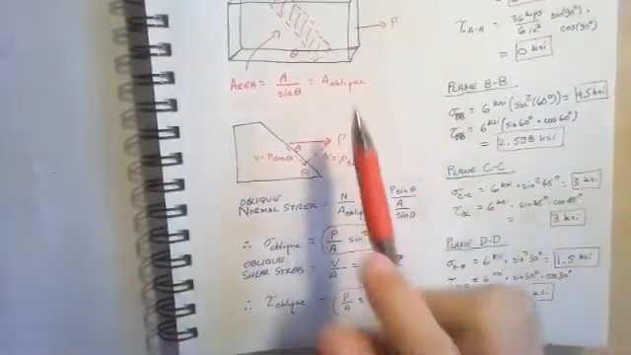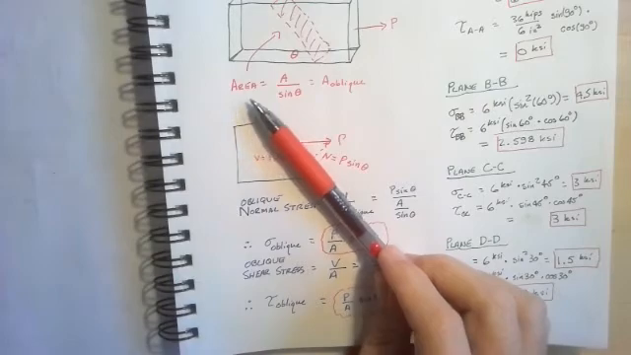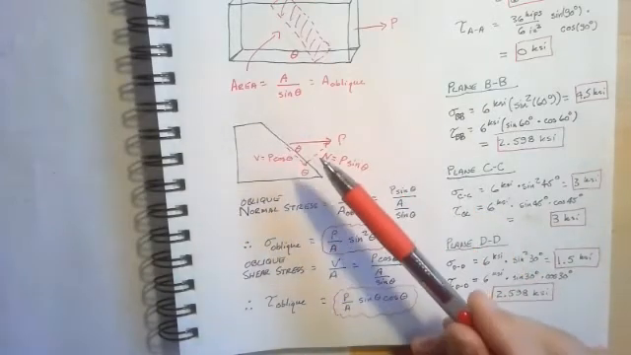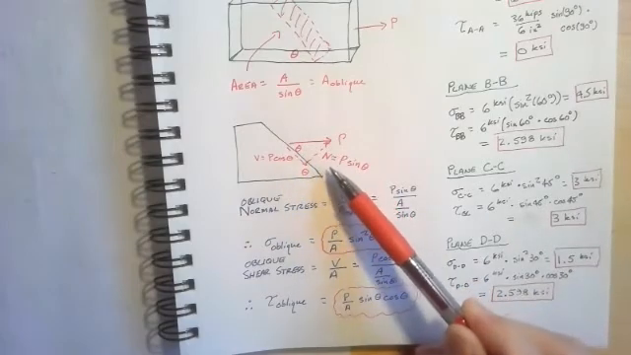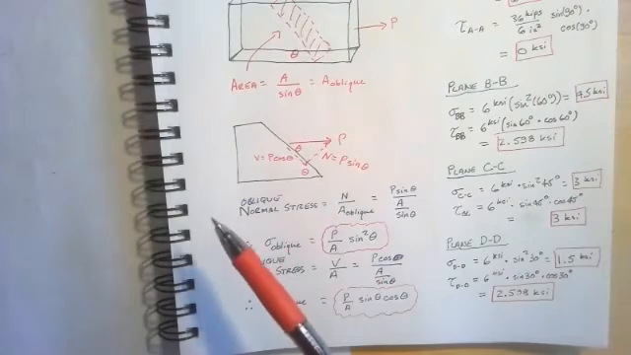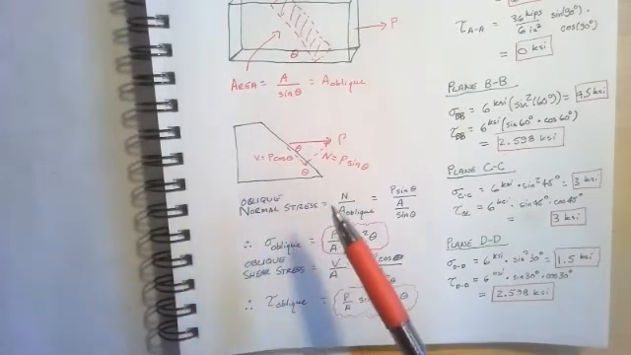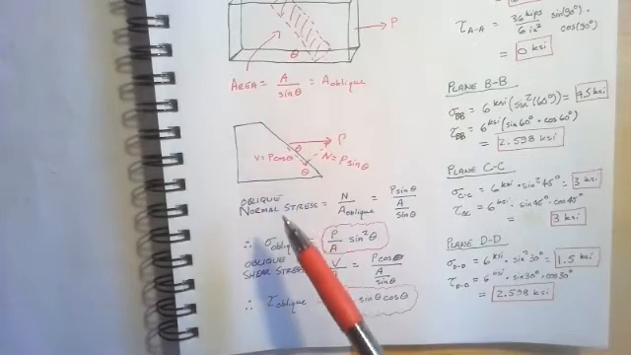Well, as soon as I start rotating the plane, I now no longer have P completely perpendicular to the plane either. So I'm going to need to resolve the force P into its components. Its normal component to the plane is P sine theta, and its component that lies in the plane, which would be responsible for shearing stresses on this oblique plane, would be P cosine theta.